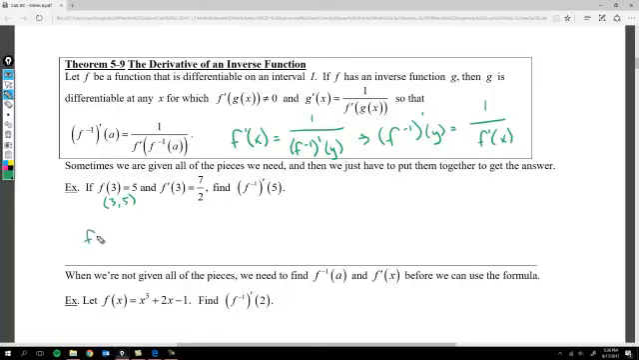So f inverse prime of 5 is equal to 1 over f prime of 3. Again, that's why this is important, because this is the y value, which is 5, and this is the x value, which is 3. So that's just going to be 2 over 7. Hey, not too bad, right? We just do a reciprocal.